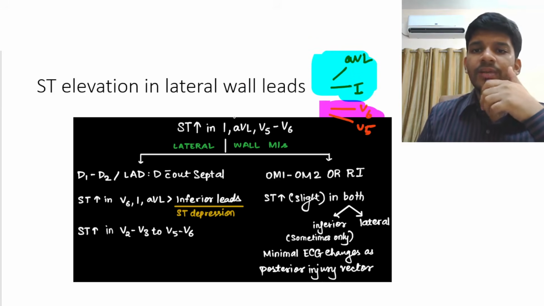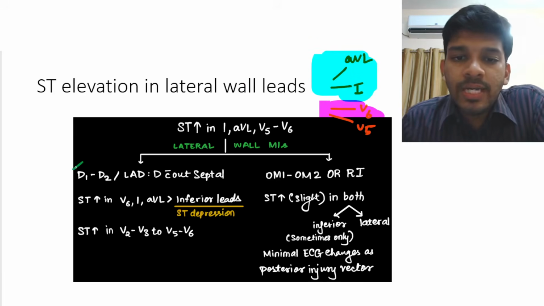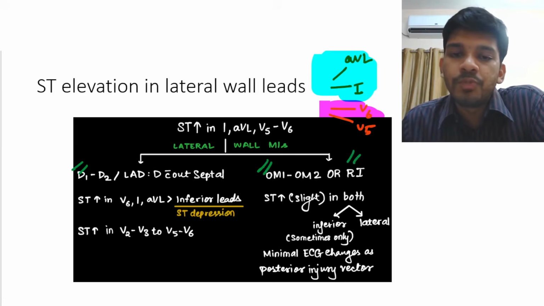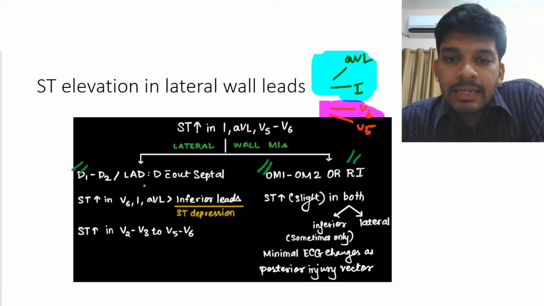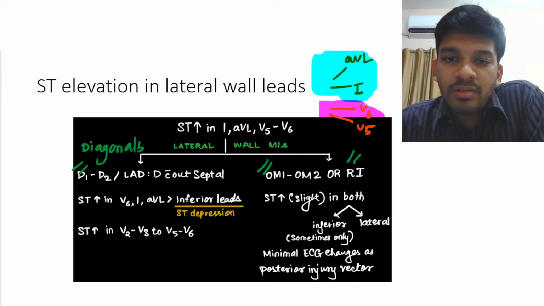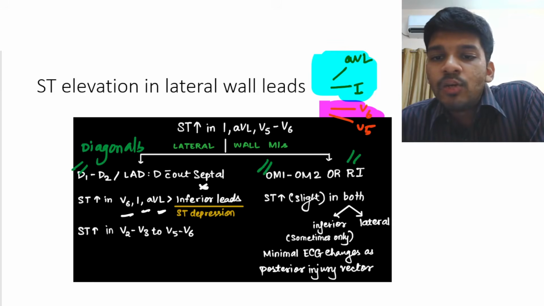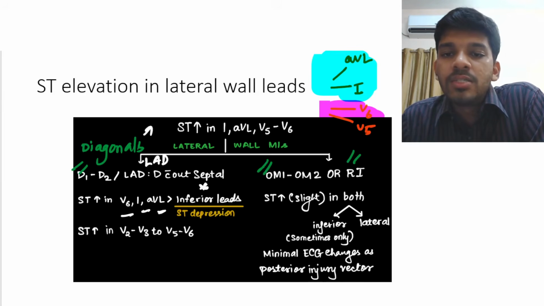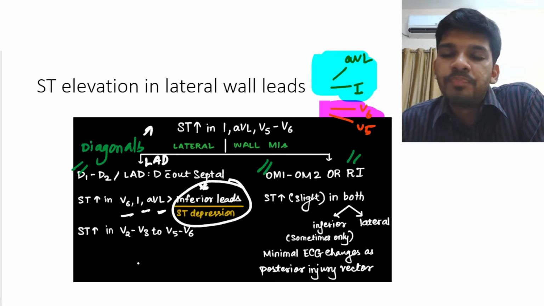So if you get this pattern of ST elevation, it can either be due to D1, D2 occlusion of the LAD or left circumflex, it can be obtuse marginal occlusion, or it can be a ramus intermedius occlusion. If it is an isolated occlusion of the diagonals of the left anterior descending, you will get ST elevations in V5, V6, V1 and aVL. And in inferior leads, you will get ST depression, because remember, this is the left anterior descending. So prominently, the injury vector will be upwards. So inferior leads will have ST depression.